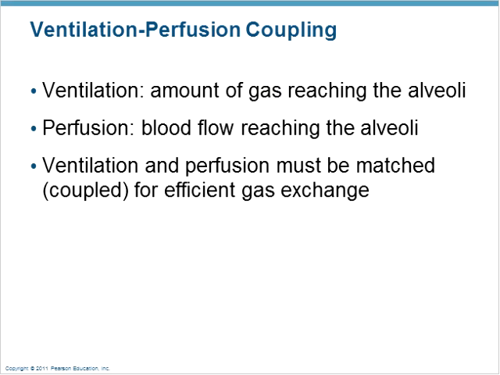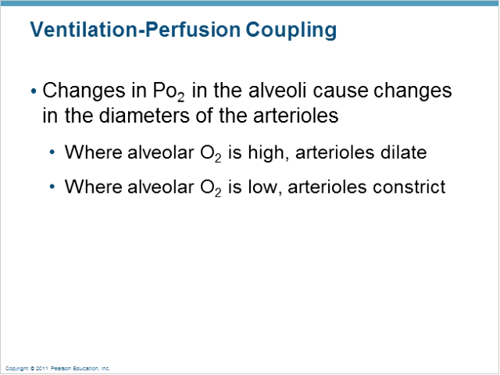Ventilation-perfusion coupling: ventilation is the amount of gas reaching the alveoli, and perfusion is the blood flow that reaches the alveoli. So ventilation-perfusion coupling is how much air we bring in and how much blood we bring in within the lungs. Ventilation and perfusion must be matched or coupled to make it efficient. If your perfusion is down, it doesn't matter how much air you bring in. If your air capacity is down, you can't bring in air, and it doesn't matter how much blood you bring in.